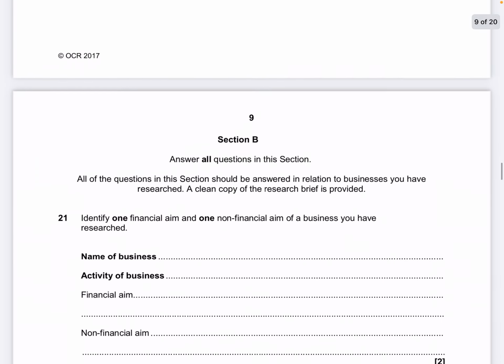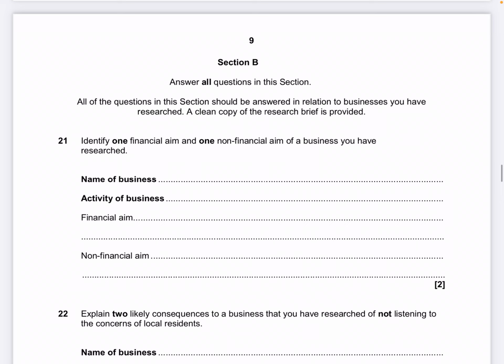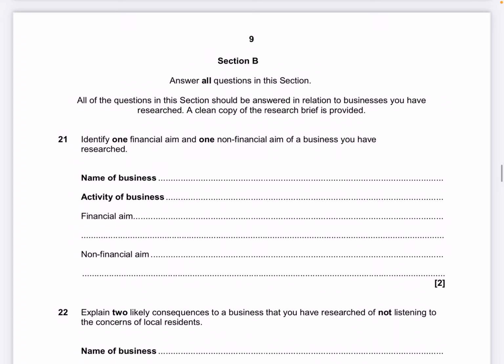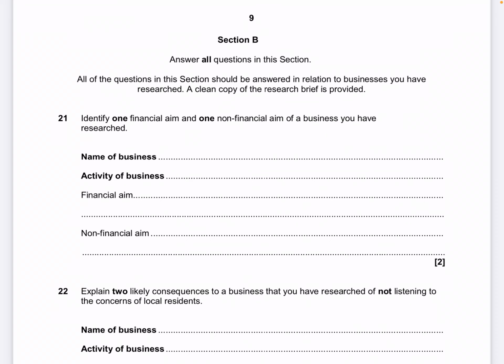Moving on to section B, this is the section where you have carried out the research from the pre-release, and the questions in your particular section will be relevant to the research that you've been asked to carry out. As we go through looking at the different numbered questions, it gives you an idea of how you should attempt to answer. So on this first question, you've been asked to identify one financial aim and one non-financial aim.